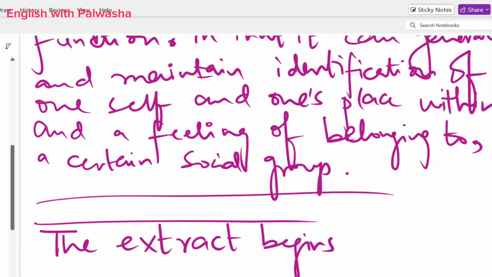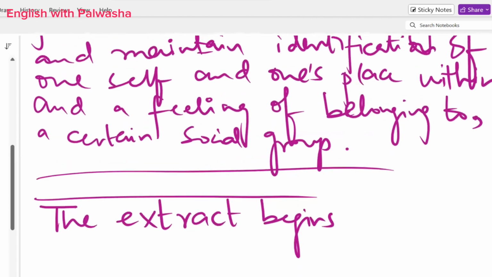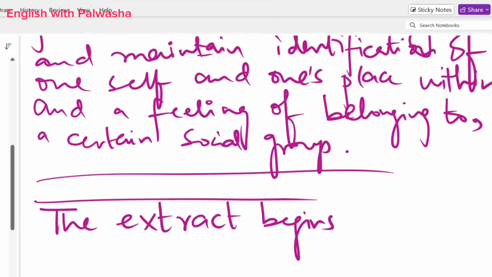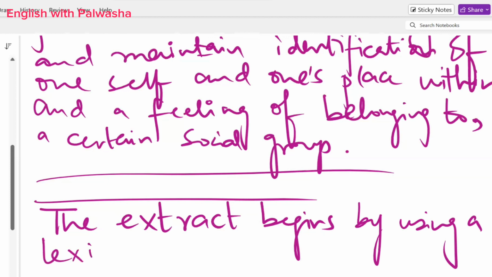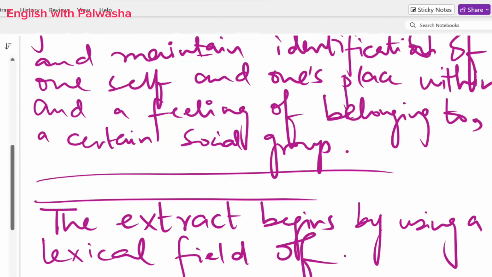Okay, so we will be starting the same thing going on in this, and we will be starting by explaining this text, the extract. The extract begins by using a lexical field of war. Whatever the extract is, you are going to explain the purpose of the extract. What is the purpose explained here? The lexical field of war. See, I have explained in just these.